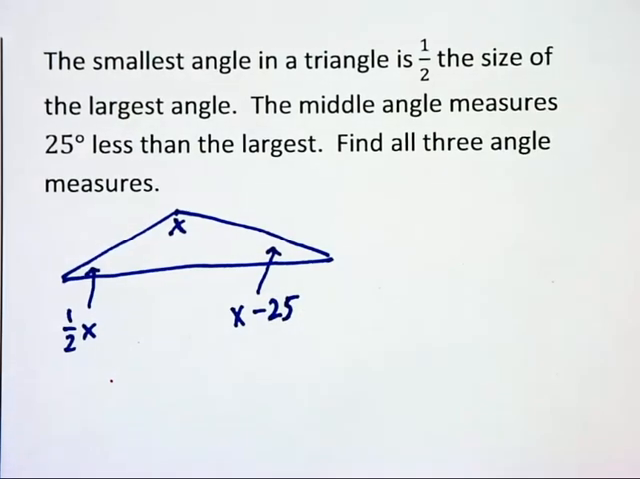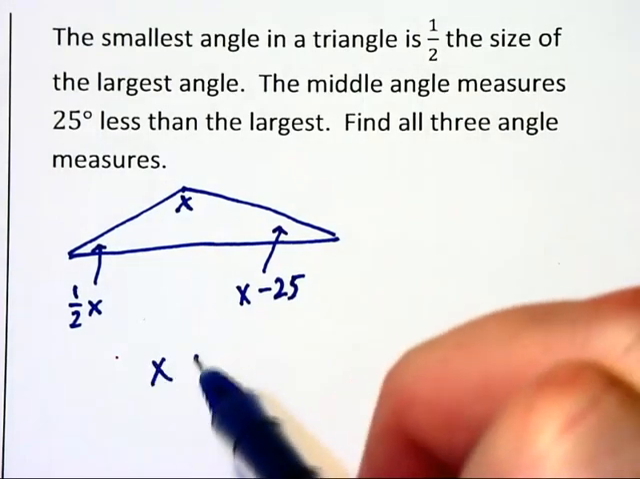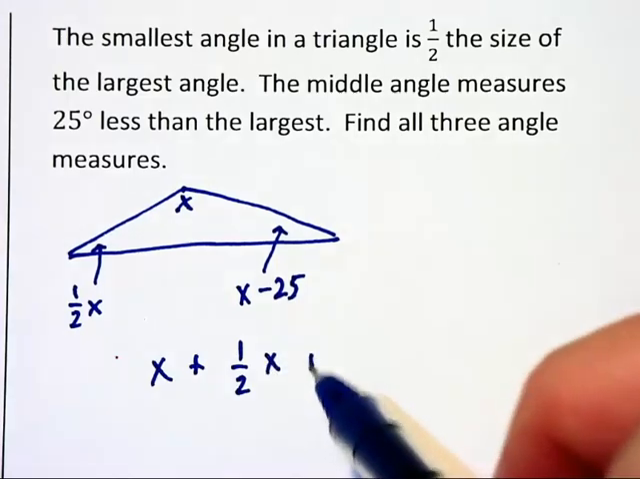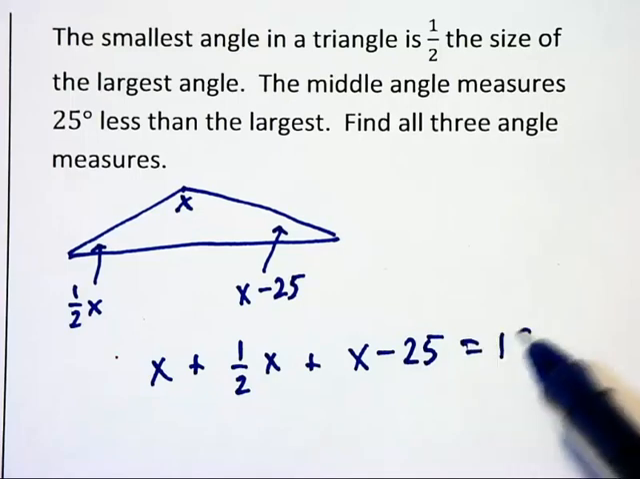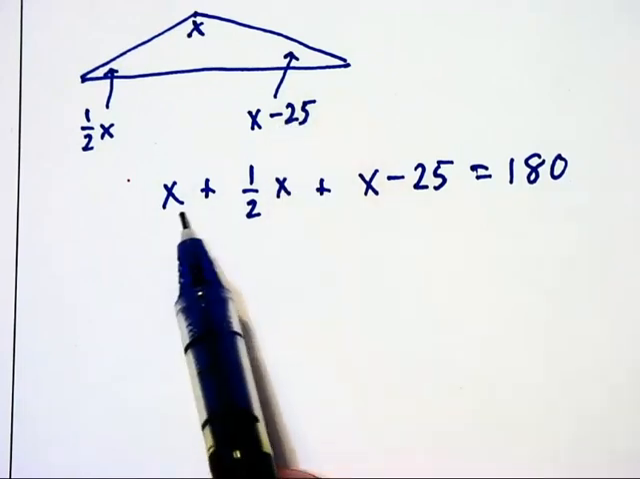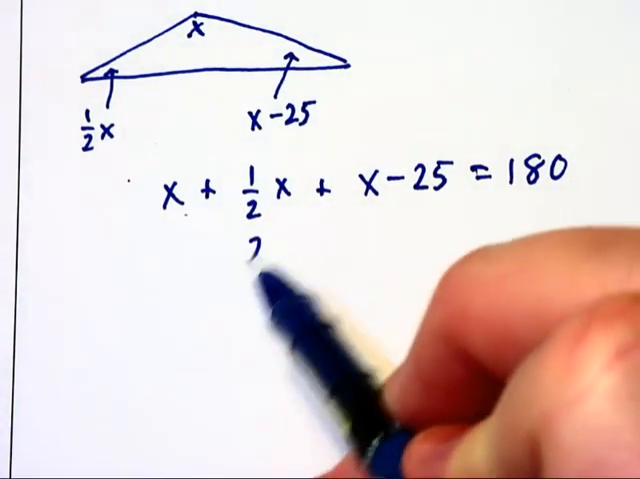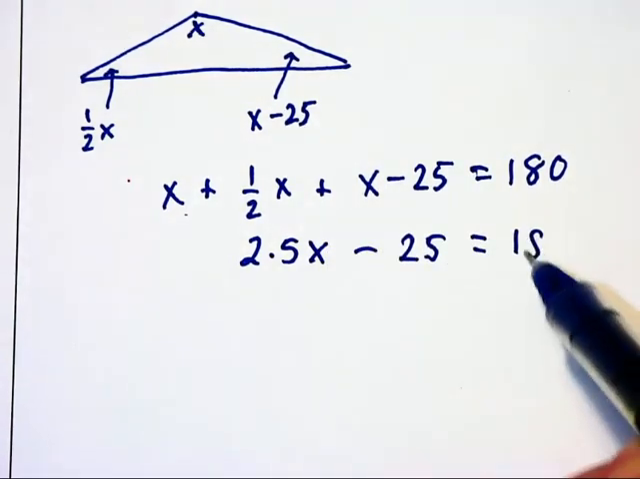degrees. Notice how it might not be drawn to scale, but at least I have something drawn out to represent this. I do need to know that in a triangle, all of the angle measures add up to 180 degrees. So I'm going to have x plus 1/2 x plus x minus 25, those are the 3 angle measures, adding up to 180. Now let's look at this equation. I've got x, x, and 1/2 x, so that's 2.5 x's minus 25 is 180.